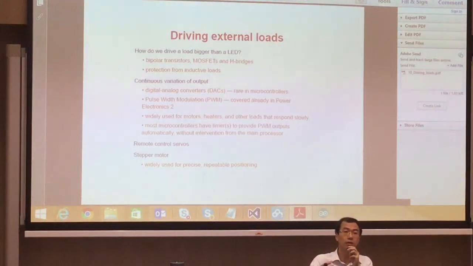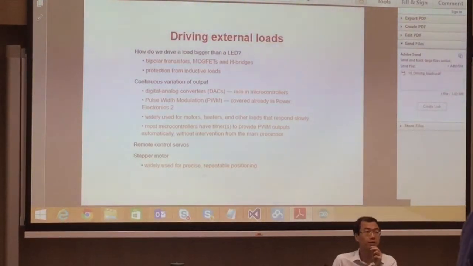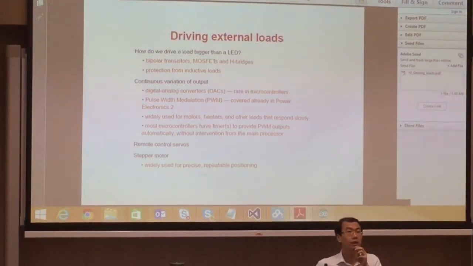You already know the output from the microcontroller can drive an LED, so you can light up an LED. But as we have discussed earlier, for an LED to light up we only need 3 milliamp of current, which is a very small current.